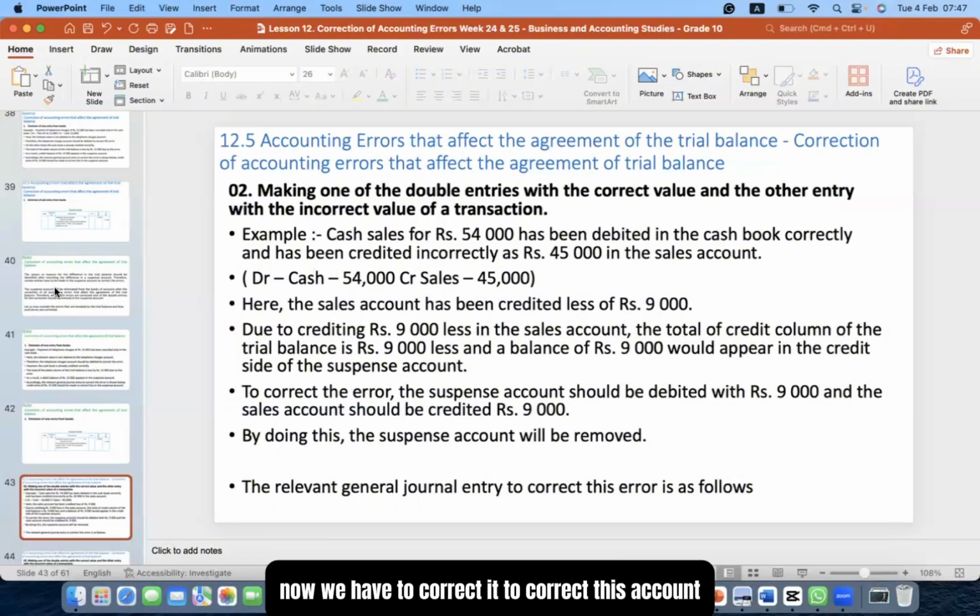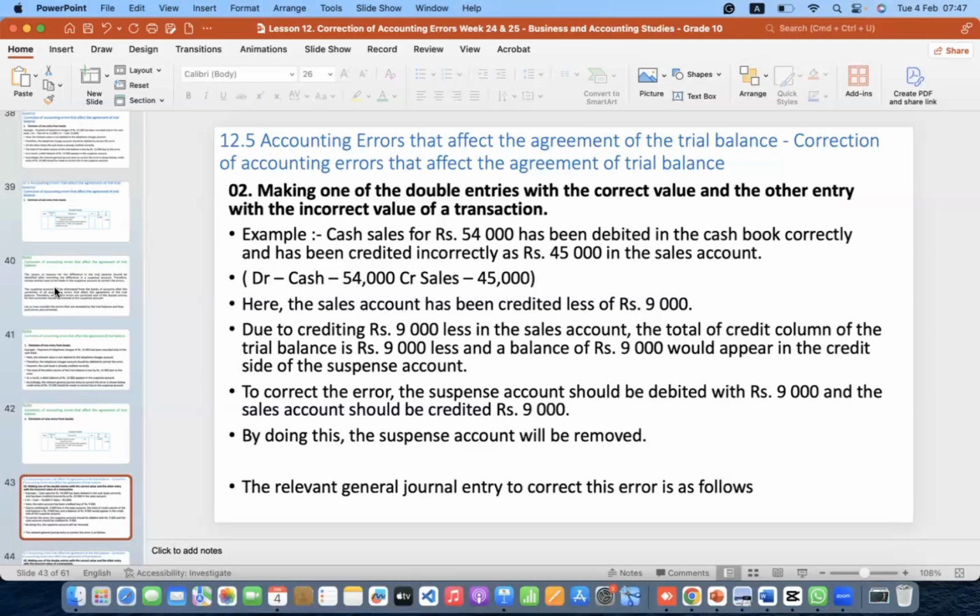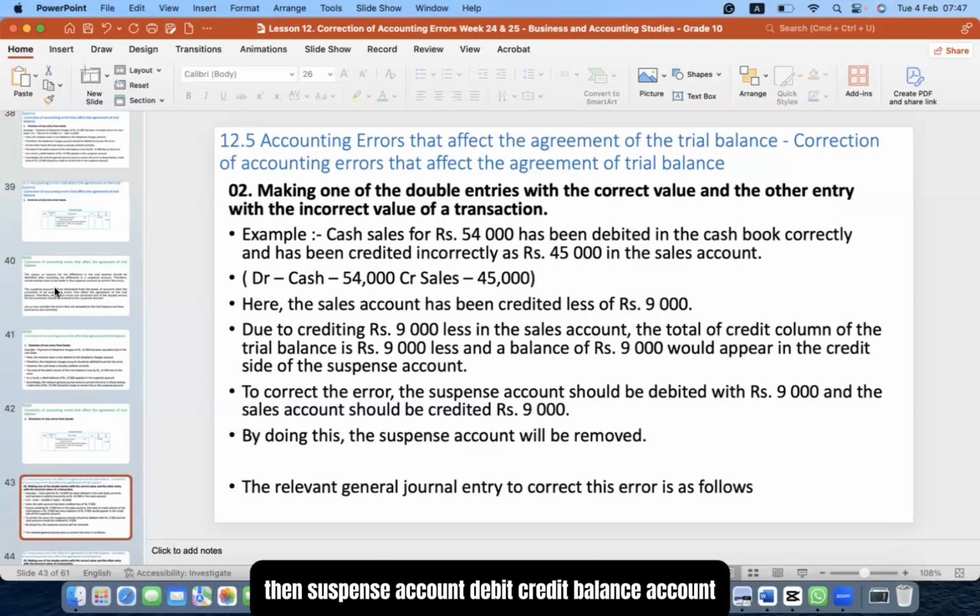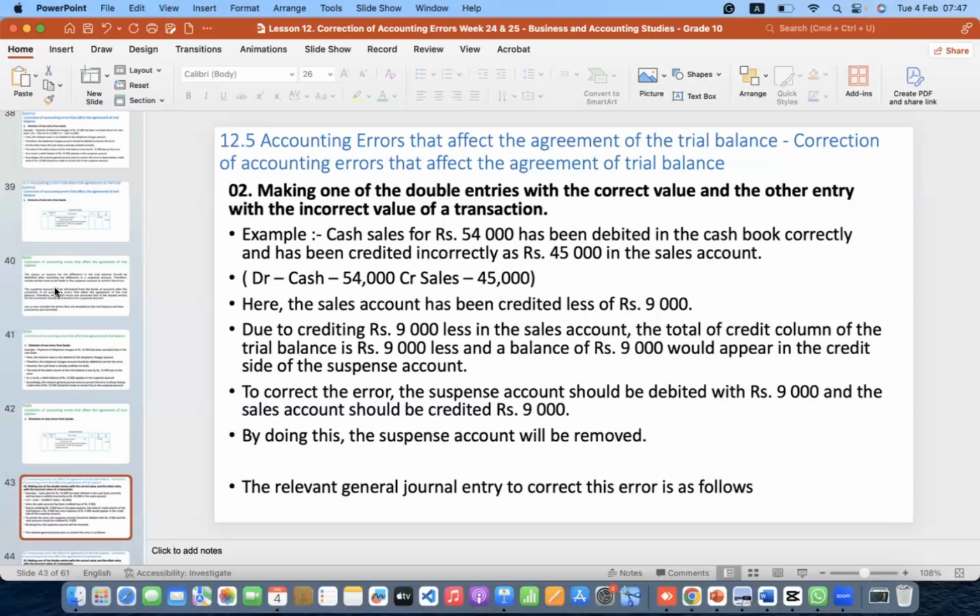Now we have to correct it. To correct this account, we have to debit the suspense account. Then suspense account එකේ තියෙන credit balance එකක්. මොකද sales account එක අපි අඩුවෙන් record කරේ. ඒ අඩුවෙන් record කරපු 9,000 එක credit entry එකක් විදියට sales suspense account එකේ තියෙනවා. එතකොට ඒ suspense account එක අපි clear කරන්න ඕනේ.